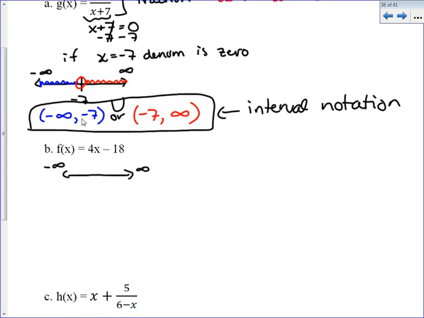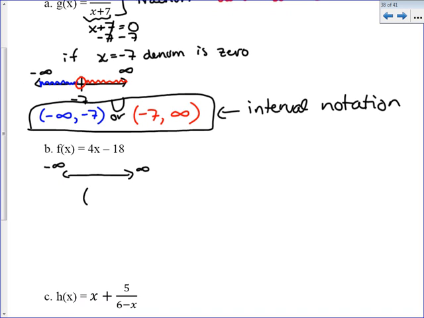So think about, up here we said cut out -7. And then we could set up our intervals. Down here, I said I'm not cutting anything out. So where does my interval start? -infinity. Where does my interval go up to? Positive infinity. I don't have any speed bumps in the way. I just go whole number line.